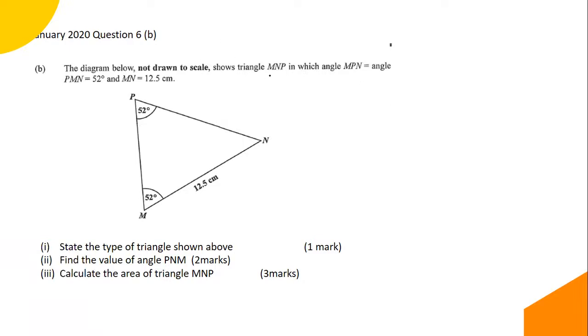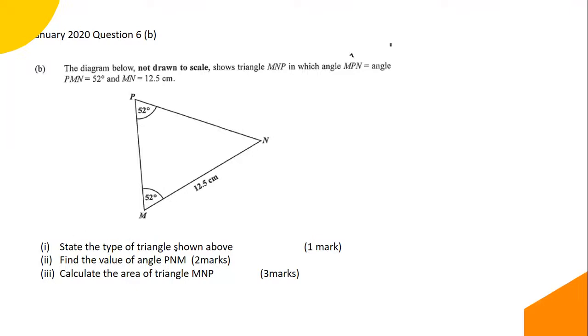So the diagram below, not drawn to scale, shows triangle MNP. So we have MNP, right? In which angle MPN is equal to angle, oh gosh, I said the wrong thing. So let me start over, right? So the diagram below, not drawn to scale, shows triangle MNP, in which angle MPN, so the angle at P, is equal to angle PMN, right? So they actually put 52 and 52. And MN is 12.5 centimeters.